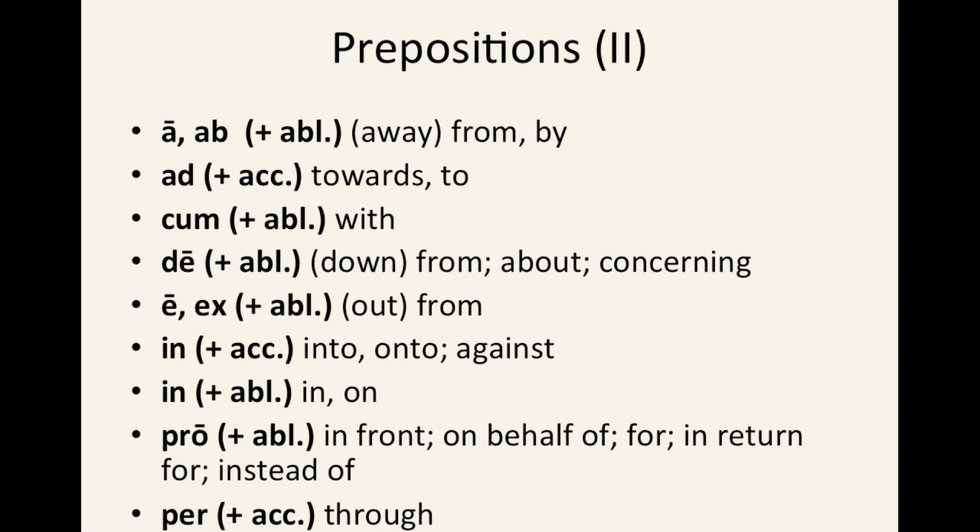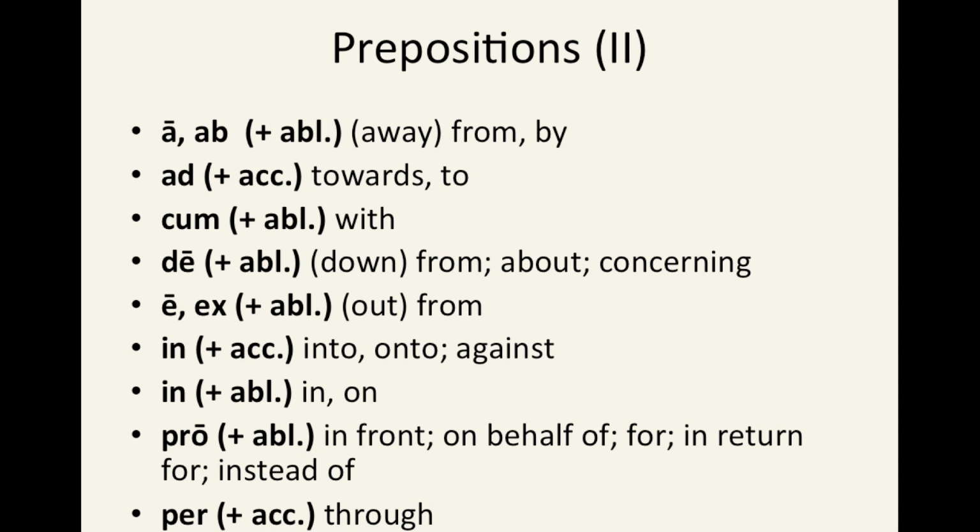So, here is a list of prepositions and the cases that they take. A or ab, which means away from or by, takes the ablative case. Ad, which means towards or to, takes the accusative. For example, ad infinitum, which you saw in the example before. Cum, which means with, takes an ablative. You probably know the phrase summa cum laude, which is called an ablative of manner, and we'll learn about that later. You have de, which takes an ablative, and that means about, down from, or concerning. E or ex also takes an ablative, and it means out from.